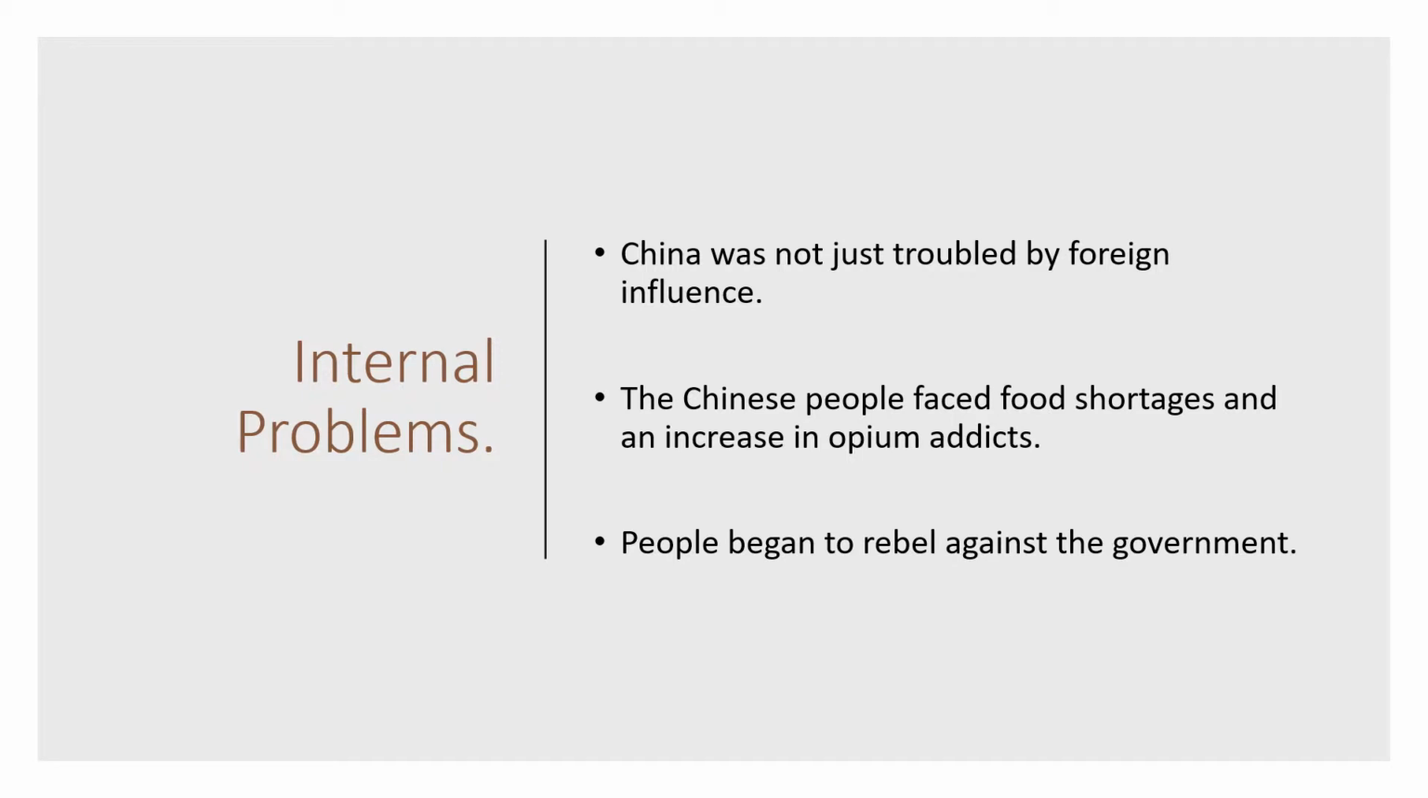But China was not just being troubled by foreign influence, they were also facing some internal problems as well. The Chinese people faced food shortages and, like we said, an increase in opium addicts. So the Chinese people actually began to rebel against the Chinese government.